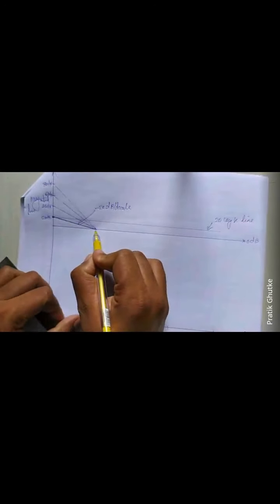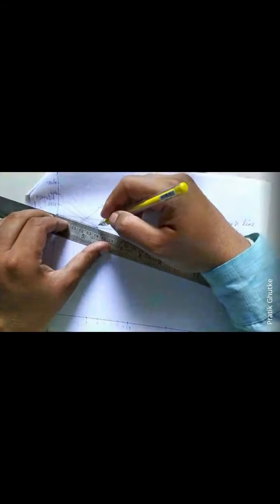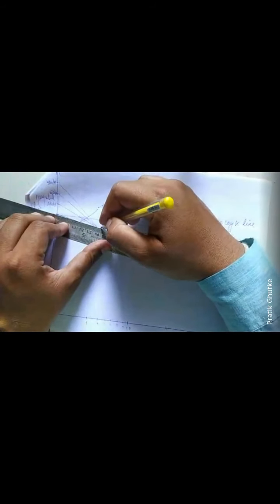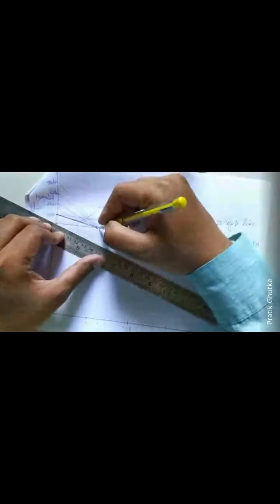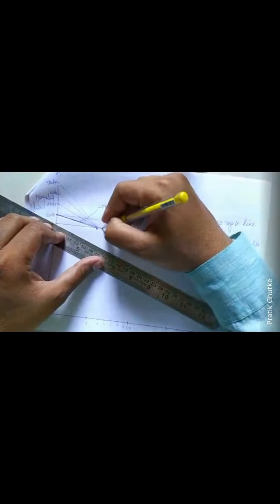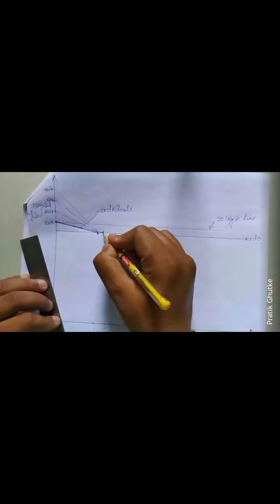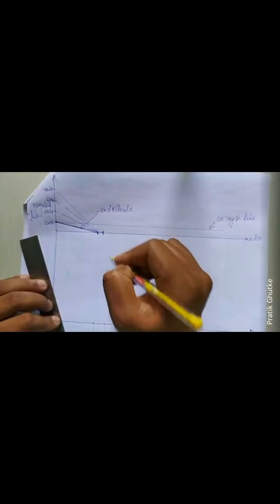And up to where will it go? It will go up to its corner frequency 1. So what is my corner frequency 1? It is 2 radian per second. So it will go up to the value 2 like this, and on the 0 dB line I have to mark it. So here it is 2. My first slope will go up to 2 radian per second.